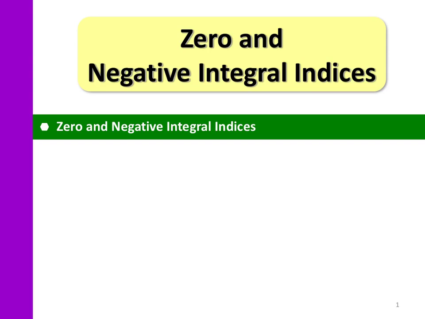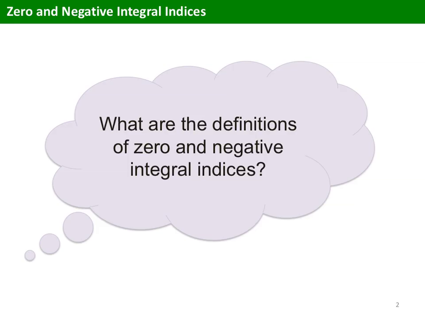For chapter 6, it's about the exponential function. First, we need to have a revision about the zero index and negative index. What is the meaning of zero index and negative index?